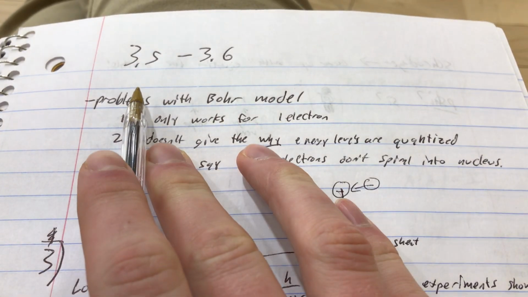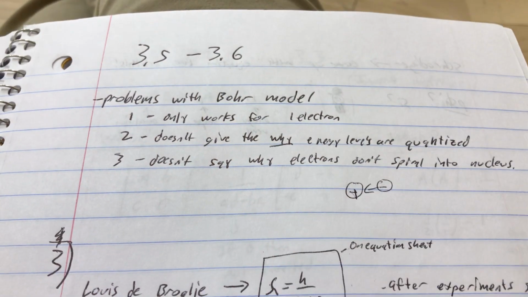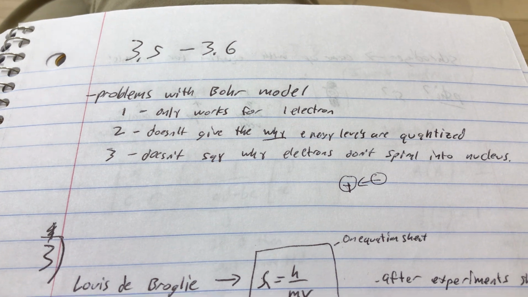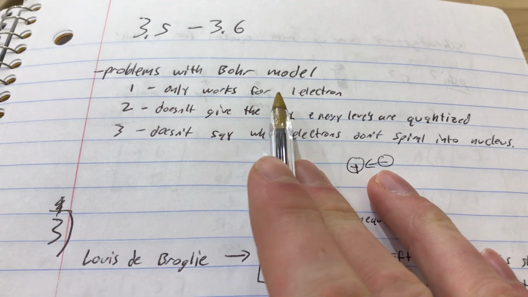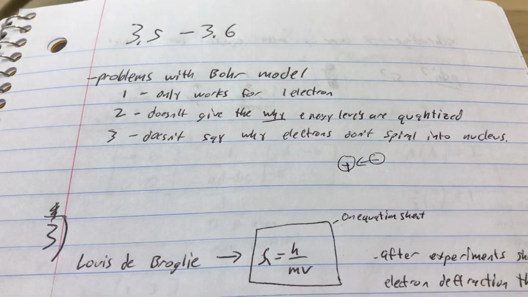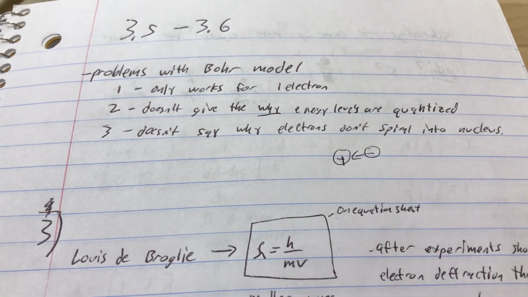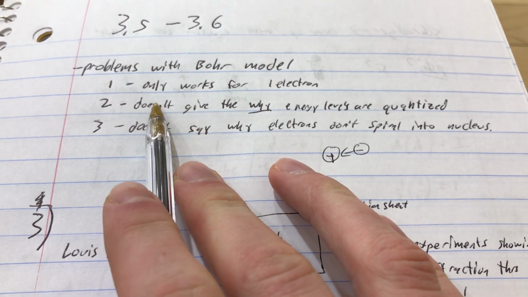Today I'm going to go over the lecture of 3.5 to 3.6. Again, this was a rather confusing one. So, the point of this lecture, or the point of these chapters, is they are solving the problem of the Bohr model. There are three problems with the Bohr model.